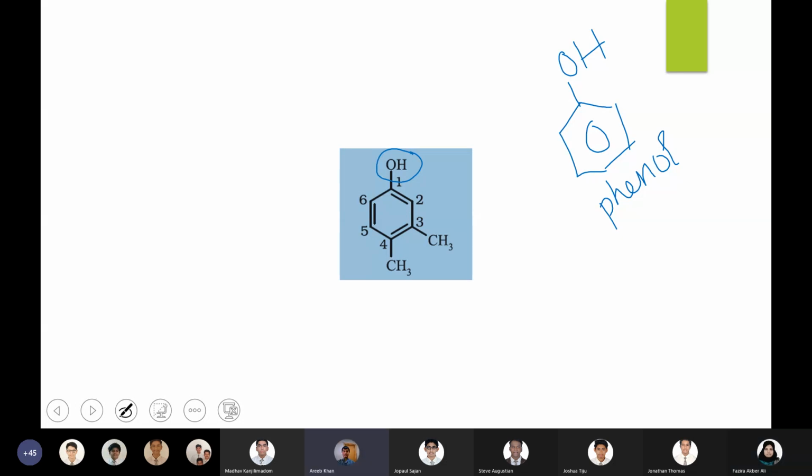So the compound is 3,4-dimethyl phenol. Yeah, 3,4-dimethyl phenol. So you can write 3,4-dimethyl phenol.